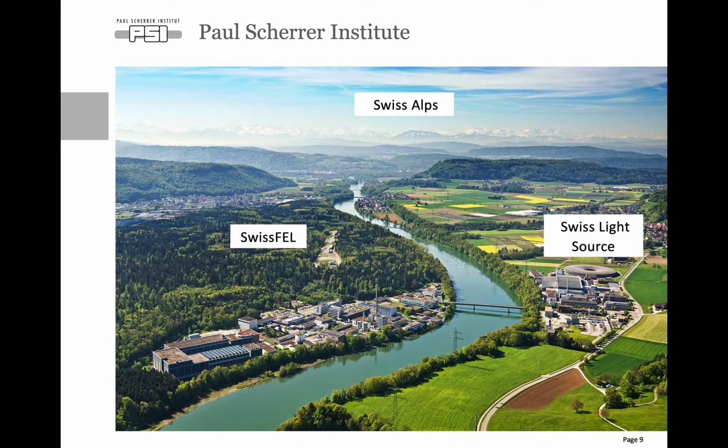Here at Paul Scherrer Institute, we have both of the facilities. On the right side of the river, you can see a round structure of a synchrotron called Swiss Light Source, and on the left in the forest, you can see a long tunnel of SwissFEL, Swiss free-electron laser.